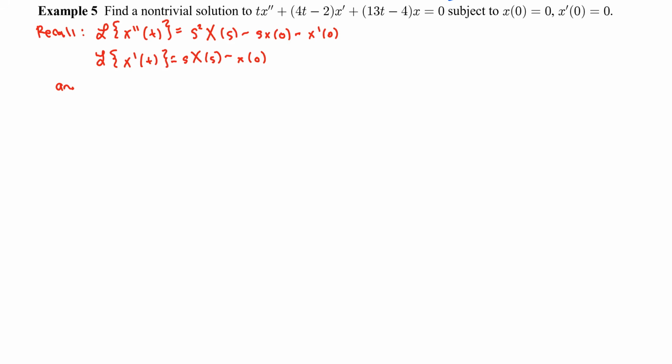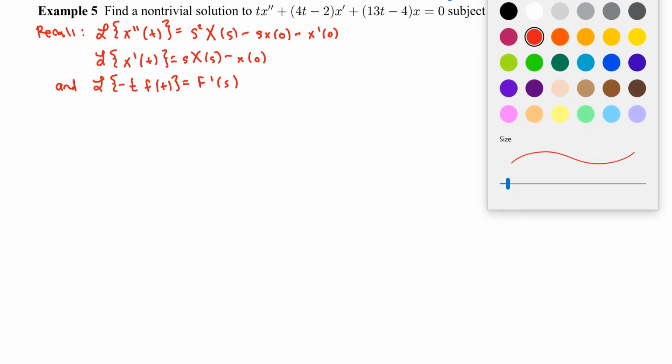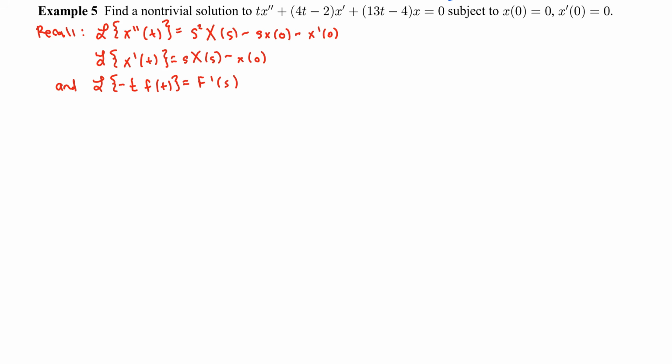And the new formula we just learned, we haven't practiced this one yet, but we practiced the generalization of this. Negative t f of t under Laplace transform gives us big F prime of s. So we're going to apply all three of those formulas to solve this differential equation. Okay, so let's transform the given differential equation term by term.